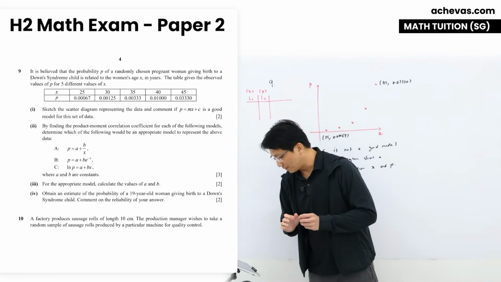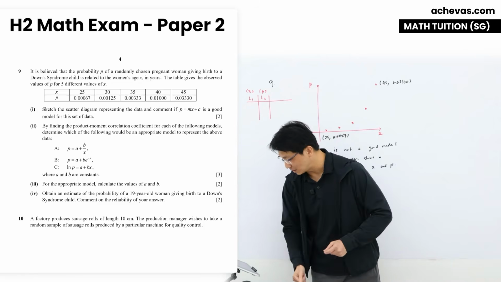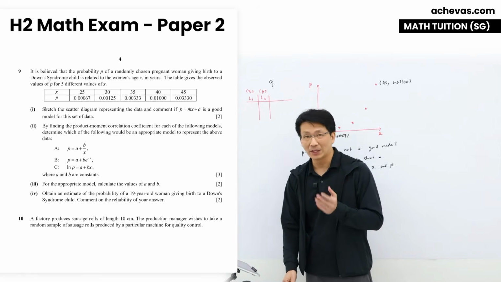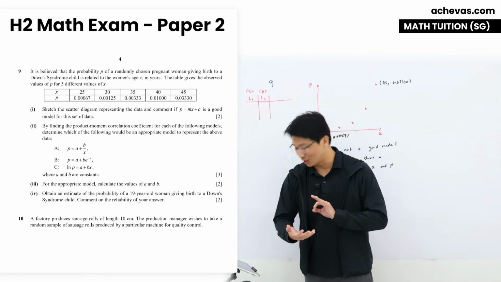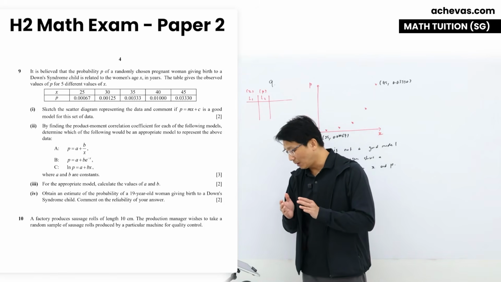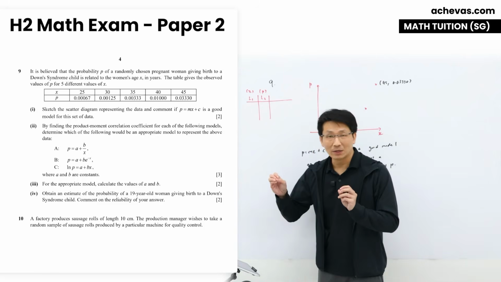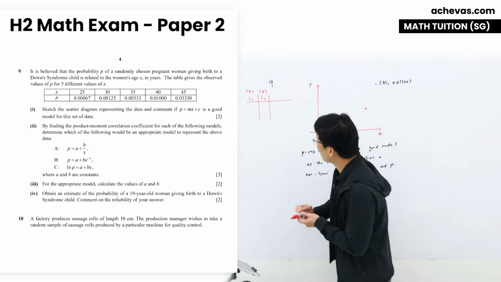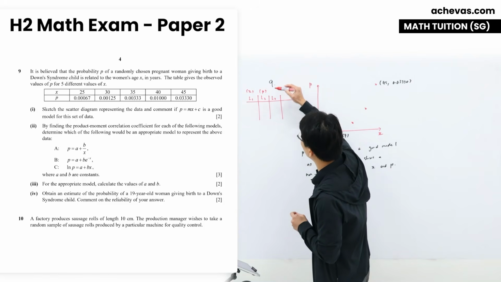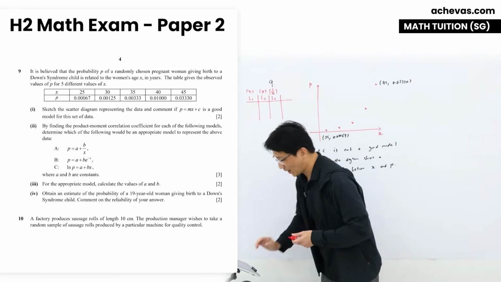Now we're going to continue with part 2. It says that by finding the product moment correlation coefficient for each of these new models, determine which of the following would be an appropriate model to represent the above data. So now we have another 3 additional models. So for model A, we can see that P equals a plus b over X. So here, we need to modify our original data a bit. So for column L3, we have keyed in 1 over X, right? This will be the new modified data.